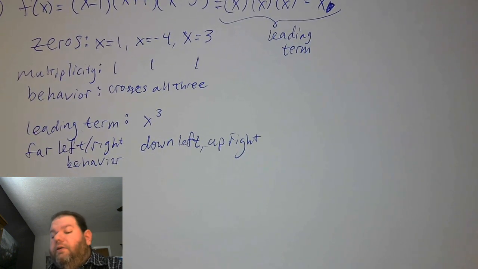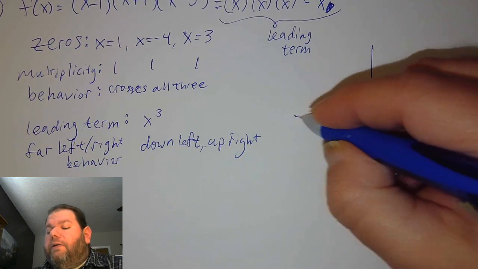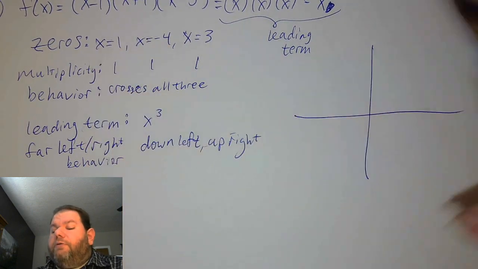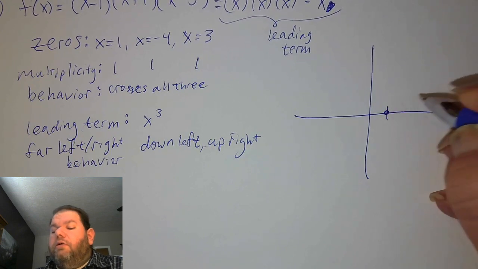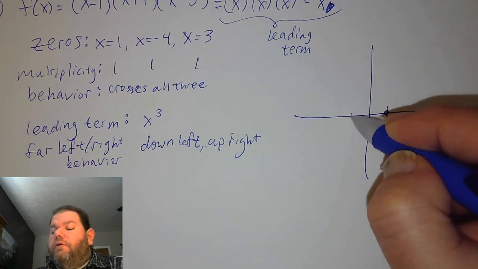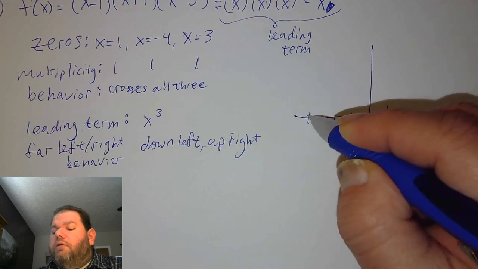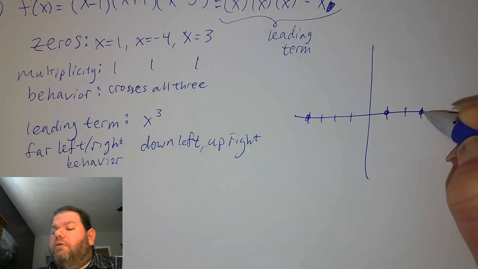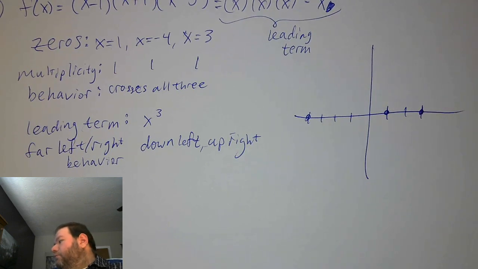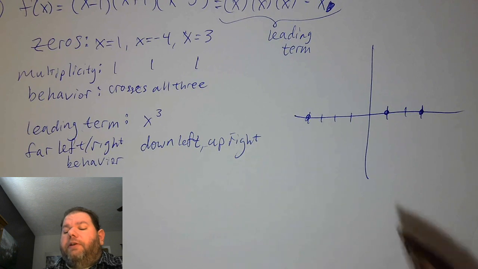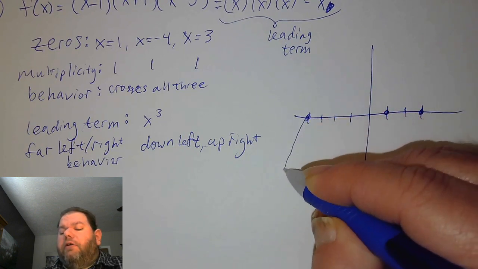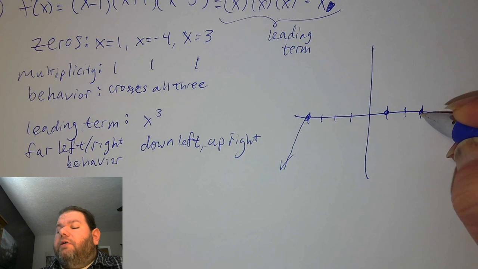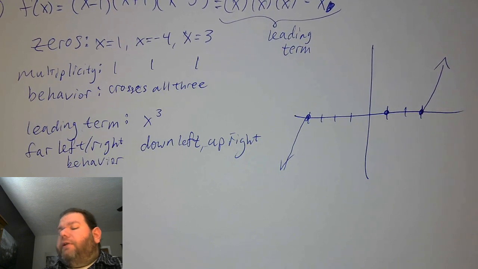So we've got all that, and now we need to put it together as a graph. If x equals 1, negative 4, and positive 3. After we plot our zeros, again we do our down, left, and up, right. So here we know we'll draw it going down left, and from here we draw it going up right.